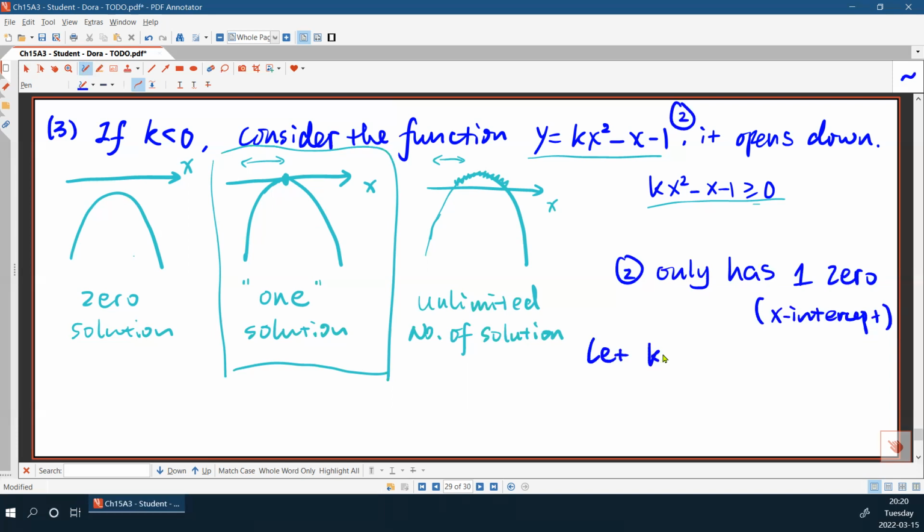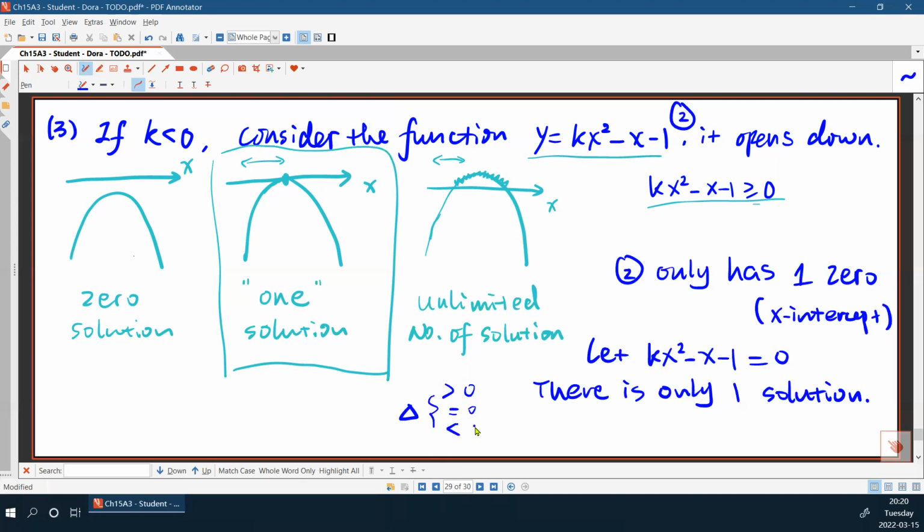So we can let kx squared minus x minus 1 be 0, and there is only one solution, right? If there is only one solution, what is our delta? Delta is greater than 0, equals 0, or less than 0. Which one is correct? Equal to 0, right? Because only if delta is 0 is there only one solution. That means b squared minus 4ac is 0, which means 1 plus 4k is 0, which means k is negative 1 over 4, right? Okay, so please have a look at this problem. Let me know if you finish.